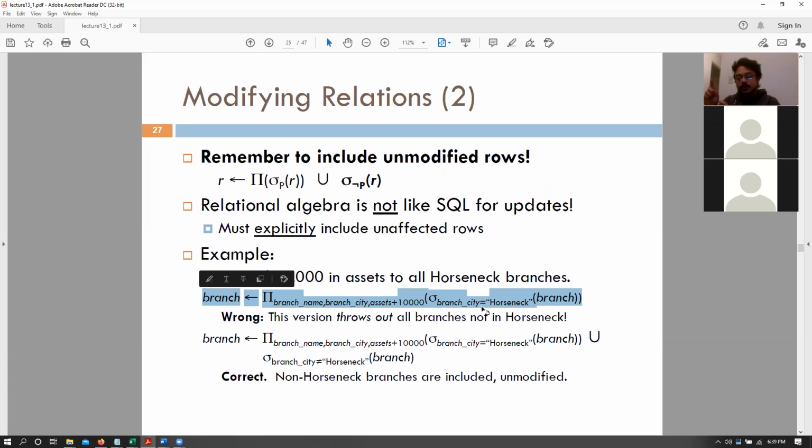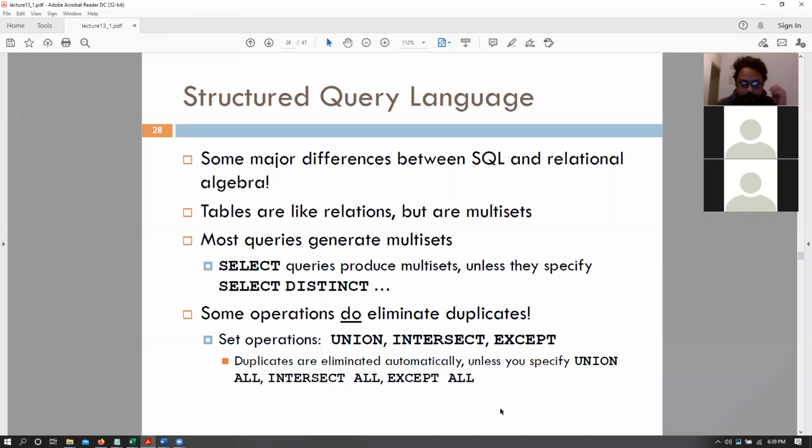That means that all other branch rows are going to be deleted, right? Because we are selecting only those Horseneck branches and assigning and modifying it back. So in case of relational algebra, we need to also include all the rows that do not pertain to the Horseneck branch as well, using a union operation, right? Okay.